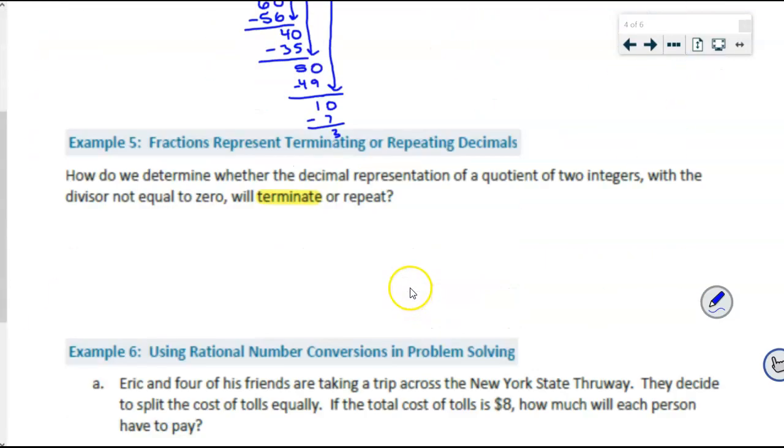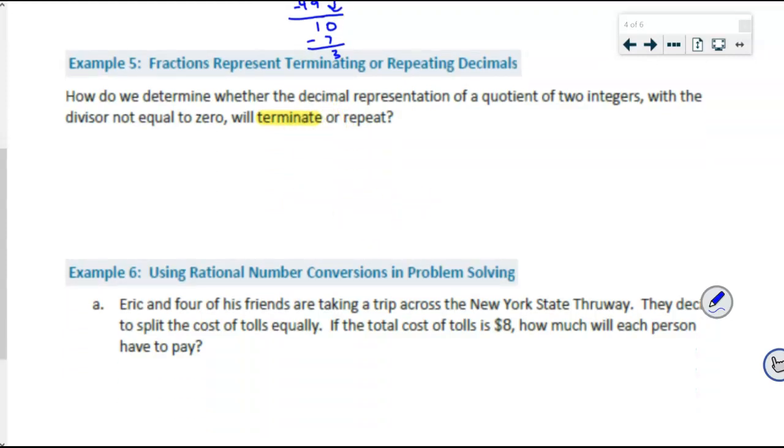Okay. So, summarize everything that we've done so far. How do we determine whether the decimal representation of a quotient of 2 integers with the divisor not equal to 0 will terminate or repeat? Basically, when I look at the denominator, how do I know if it's going to repeat or not? Talk with your groups real quick, please. Okay, how do we know if it's going to terminate, meaning it stops, or it repeats, just by looking at the denominator or the divisor? How am I going to know?